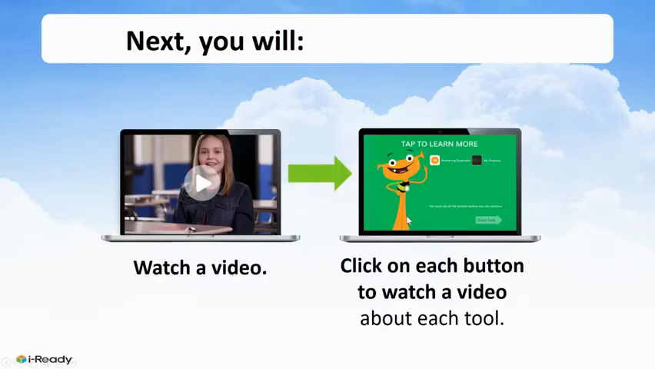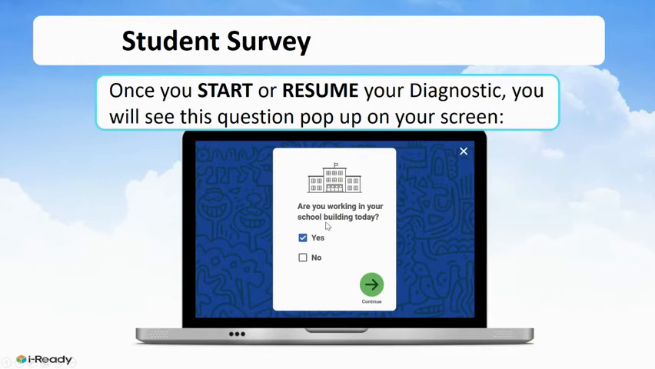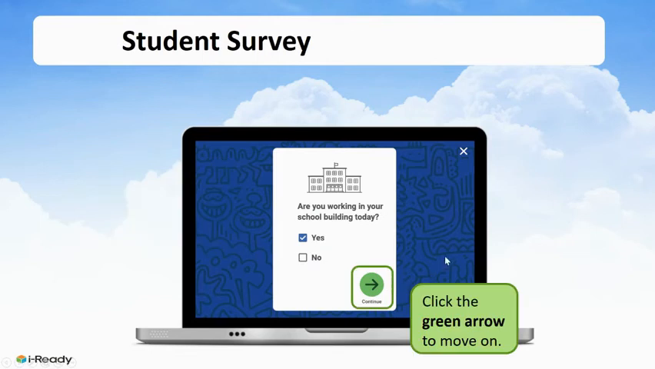You're going to watch a video, and there are some tools to help you do the assessment, like counters, 10 frames, number lines. You are going to have to click on each of those and watch a short video about them on every single one of the tools. You cannot move on and start the test until you've watched all of the information about the tools. It's going to ask you if you're working in the school building today. If you are taking the diagnostic at school, you would click yes. If you're taking it at home, you'd click no. You're going to click no because you're taking the diagnostic at home. And then you're going to click the green continue button.